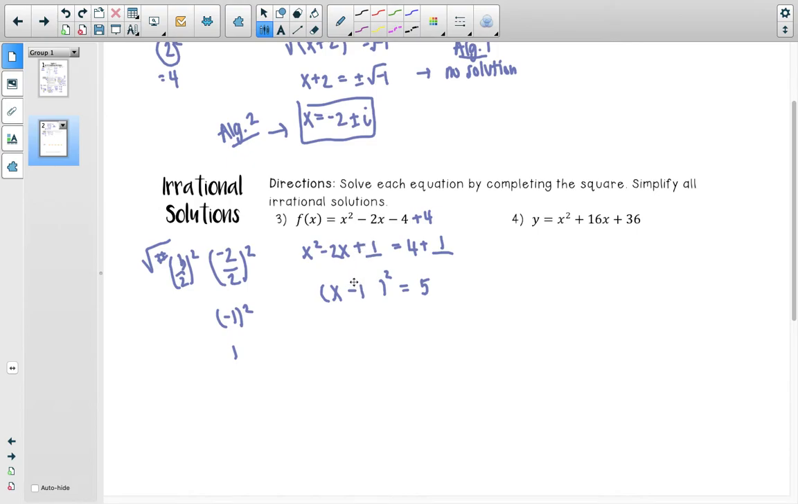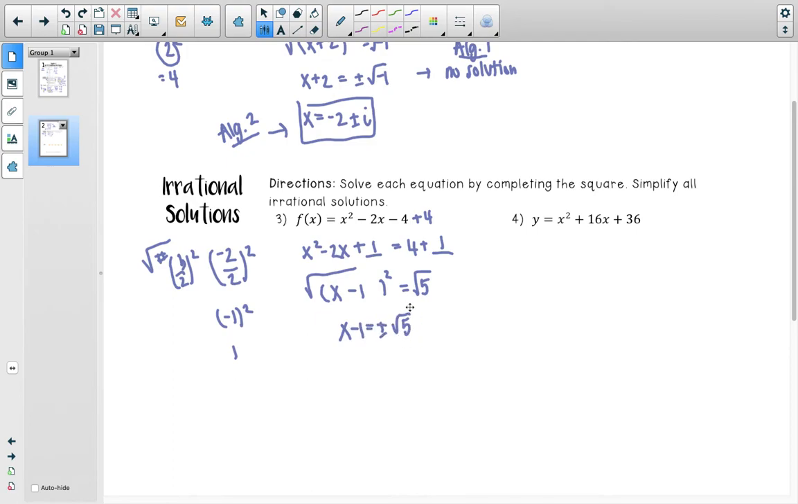So the factors of x squared minus 2x plus 1 are x minus 1 and x minus 1, because negative 1 times negative 1 is 1, and negative 1 plus negative 1 is negative 2. From there, we square root, and we get x minus 1 equals plus or minus the square root of 5.